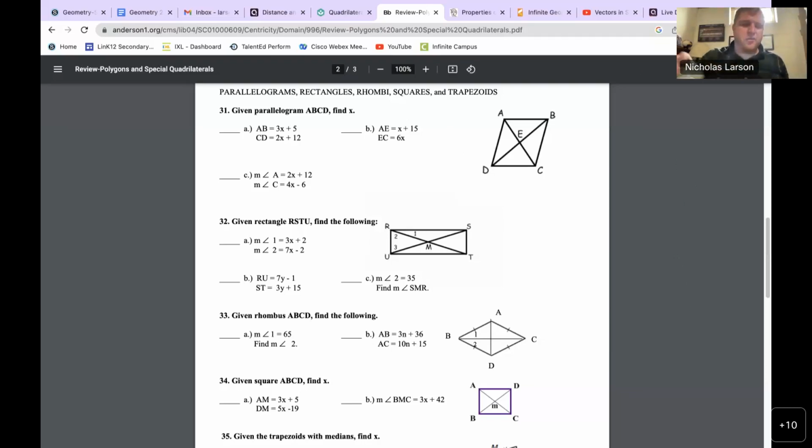Everything we do in geometry is about using what we know to find out what we don't know. How do we apply these properties to determine what we need to know? How do we use these properties to simplify, to whittle things down?